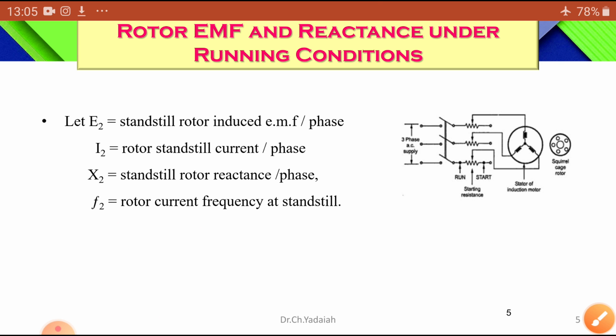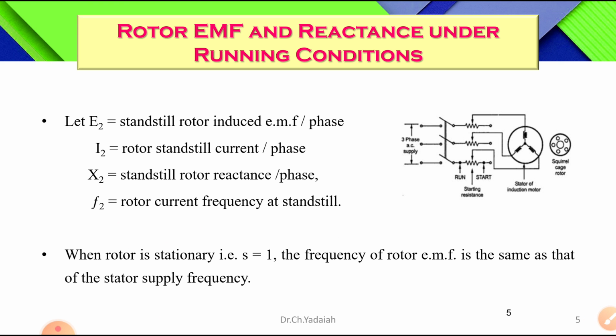Now, when the rotor is stationary, S is equal to 1. What is S? Slip. The slip speed is ns minus n, that is synchronous speed minus rotor speed. The percentage of slip is (ns minus n) by ns into 100. You know that. Now S is equal to 1 at the starting condition. The frequency of the rotor EMF is the same as that of the stator supply frequency, just like a simple transformer.